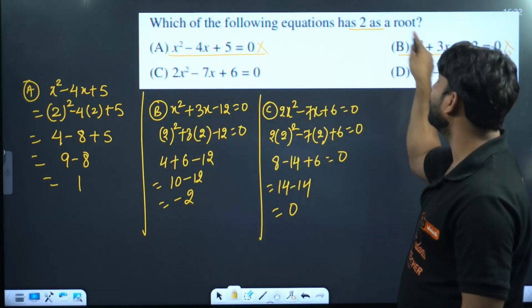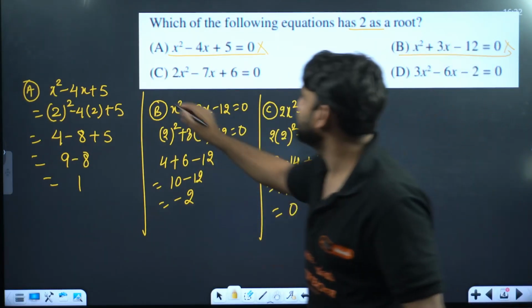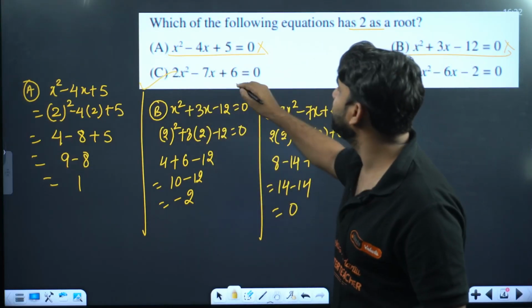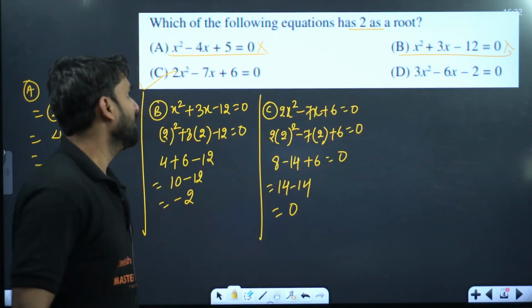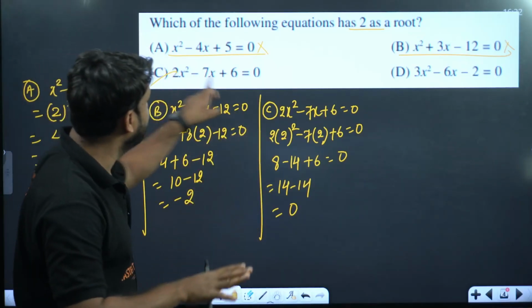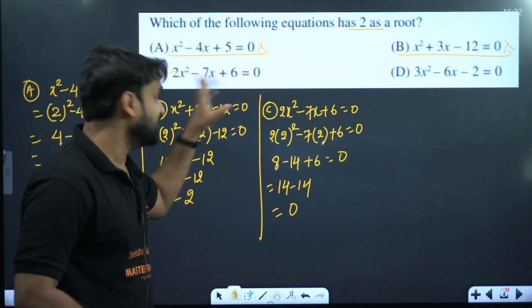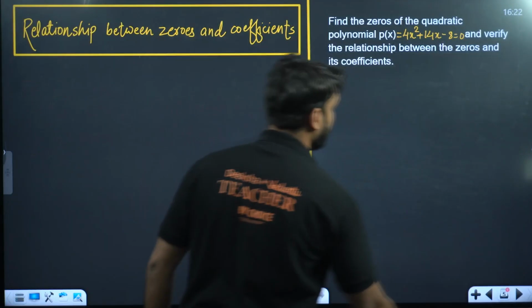It means that 2 is satisfying this. So this is the answer. So 2 is the root of this equation. You can verify D also, my dear champion. You can do it on your own. Okay, so 2 is the root of this equation. Why? Because 2 is satisfying this. Okay, now moving to next.